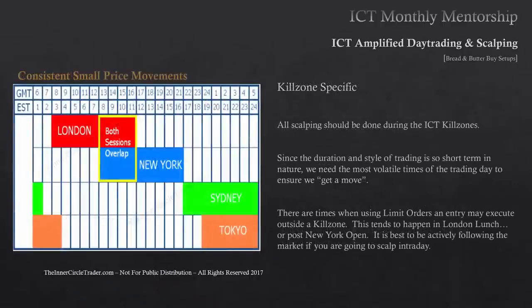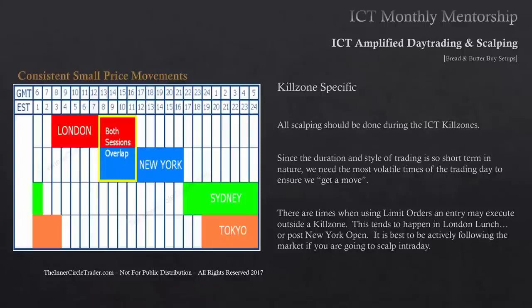All right, consistent small price movements are going to be specific to kill zones. All scalping should be done during ICT kill zones. Since the duration and style of trading is so short-term in nature, we need the most volatile times of the trading day to ensure that we get a move.